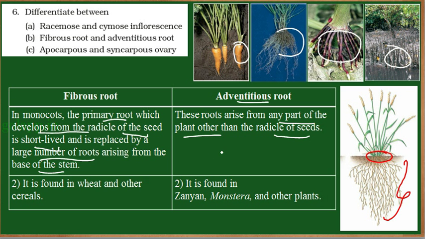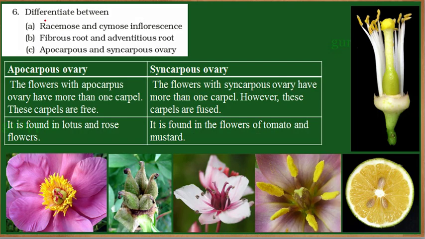And these adventitious roots perform different functions depending on the plant. So these are the differences between fibrous roots and adventitious roots. The next difference, apocarpous and syncarpous ovary. So here, certain flowers will have only one ovary. In certain flowers, there will be more than one ovary. When more than one ovary is present, how are they arranged? So that we will study in the difference, apocarpous ovary and syncarpous ovary.